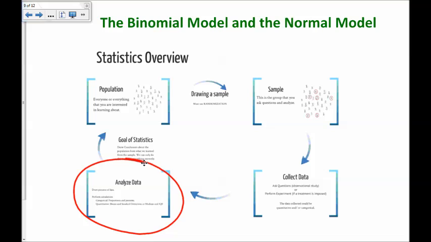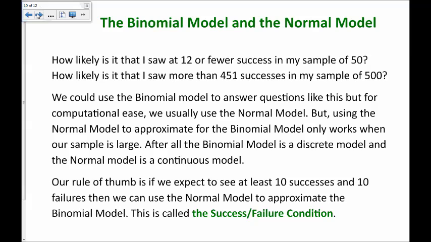Now those can be thought of as a binomial model, meaning I'm looking at having X successes out of my sample of N. And so you can answer these questions with the binomial model or the normal model. So for example, how likely is it that I saw 12 or fewer successes in my sample of 50? Or how likely is it that I saw more than 451 successes in my sample of 500? We could use the binomial model because these are binomial type questions. But for computational ease, we usually use the normal model.